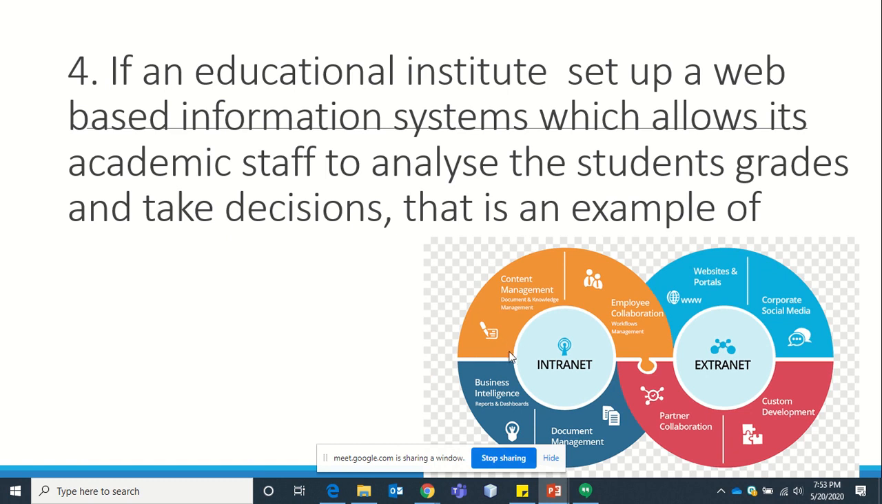How does it come as an intranet? It's for their own employees, for their academic staff, and it uses internal data, student grades, to take decisions. So this comes under intranet. This is not an extranet. Extranet means some kind of network developed for outside people. Here the academic staff are their own employees, so this comes under intranet. So it's easy to identify.